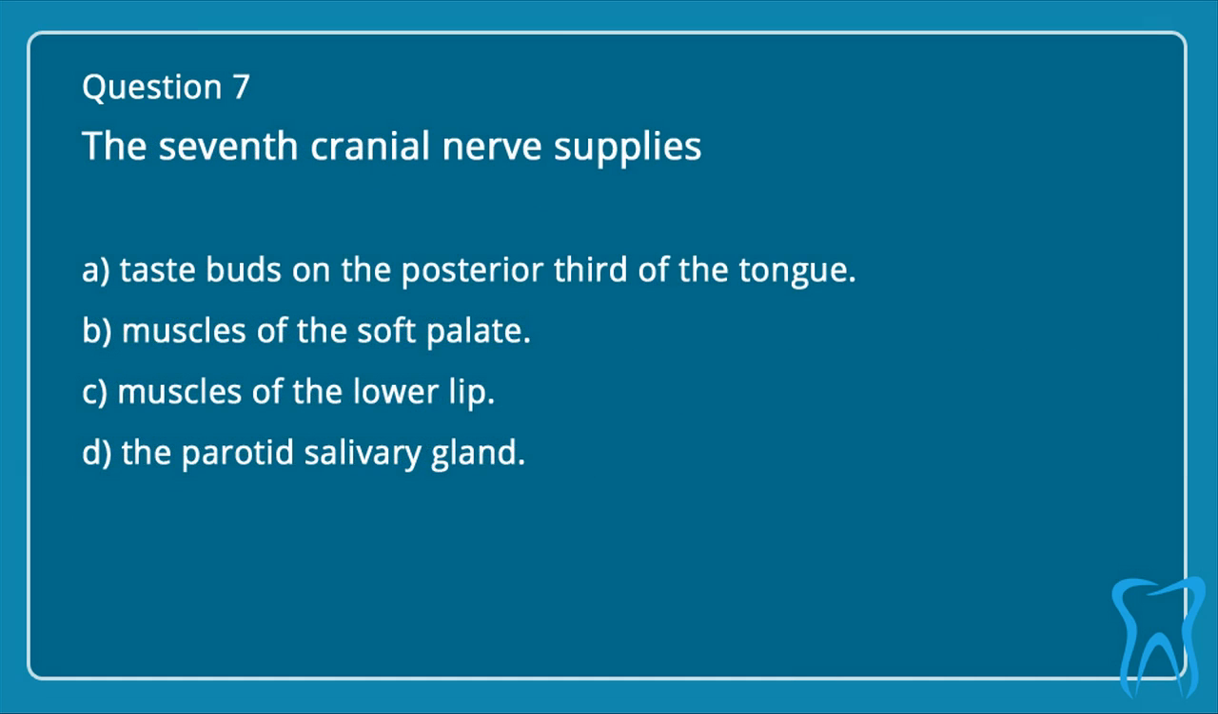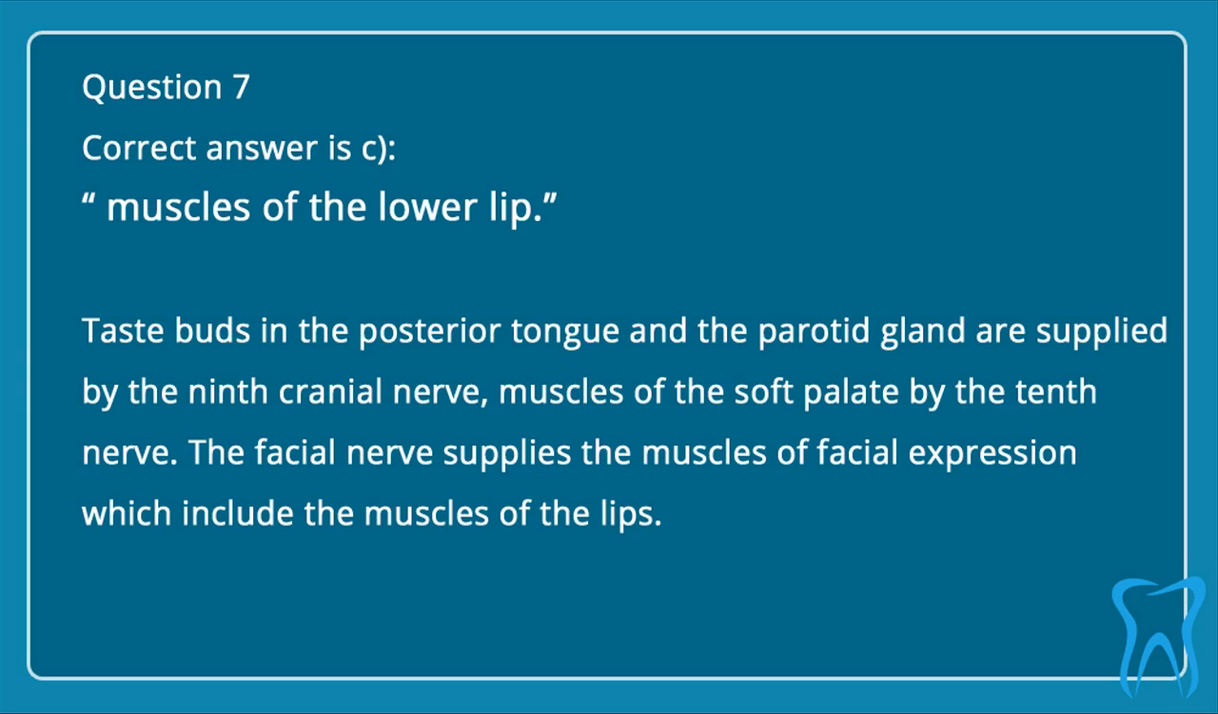Question 7. The seventh cranial nerve supplies A. Taste buds on the posterior third of the tongue. B. Muscles of the soft palate. C. Muscles of the lower lip. D. The parotid salivary gland. Correct answer is C. Muscles of the lower lip.